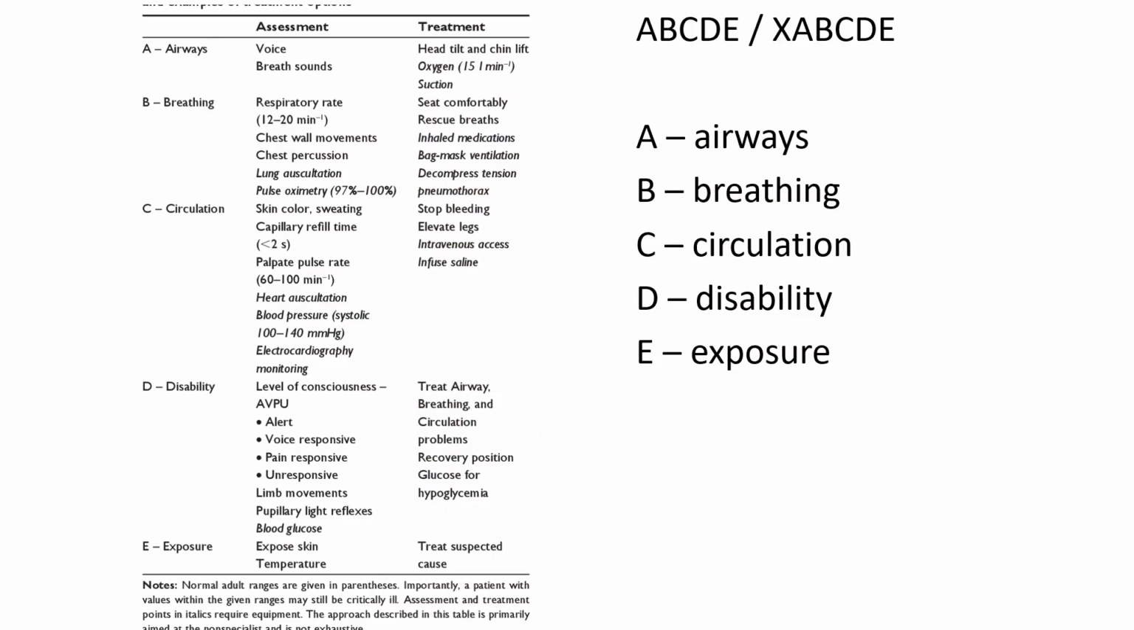If we are talking about the critically ill patients, point number one in the chain of survival is A, airways. This is the most important thing in the chain of survival, and we go step by step. This is the step number one.